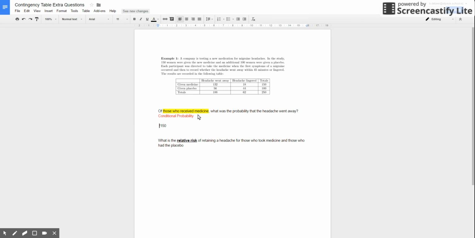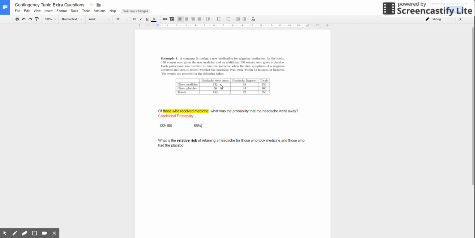Now, of those who received medicine, what was the probability that the headache went away? Again, same strategy. We look over. Now we're just looking at this row. We're not looking at all of it. We're just looking at this row. So it's out of 150. The headache went away: 132. And if you want to put it into percentages, by all means, you can do that now. Let me find where my calculator is. 132 divided by 150. Okay, 88%.